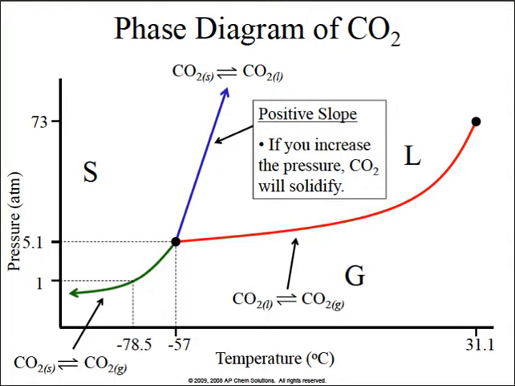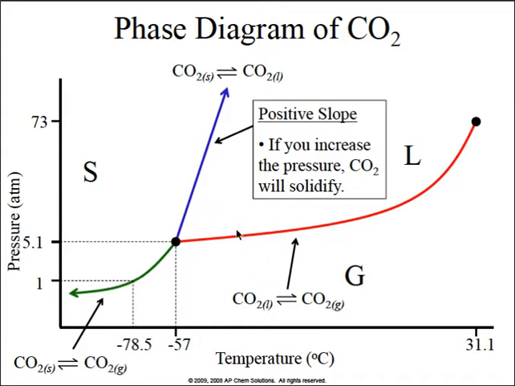Now, let's take a look at the phase diagram for carbon dioxide. Notice carbon dioxide has a positive slope. Positive slope means if you increase temperature, you're going to get it turned to liquid, but it's not going to do it very well. If you increase pressure, however, it will solidify. Here's the triple point, and there's the critical point. Notice the slope. Here's solid, here's gas.